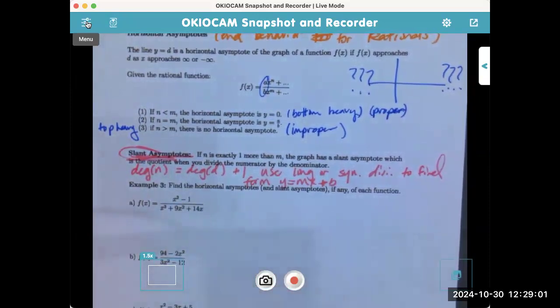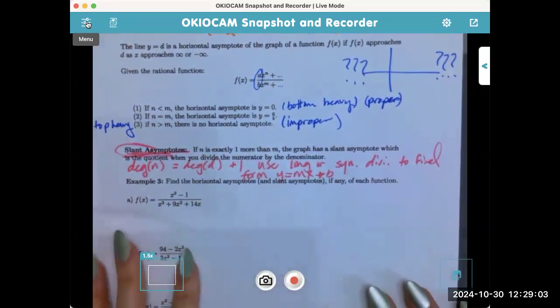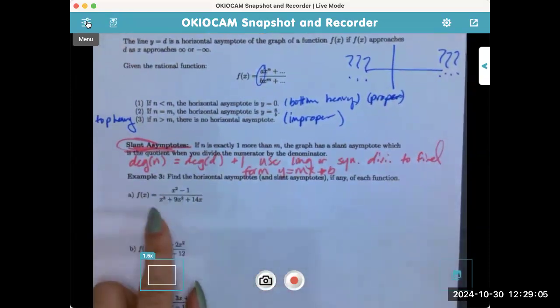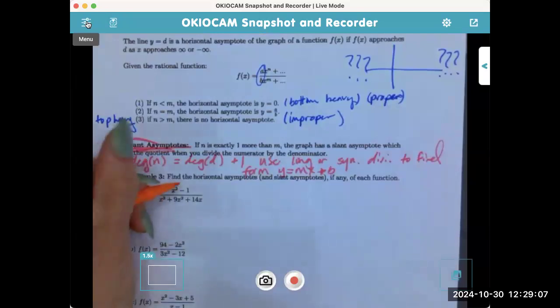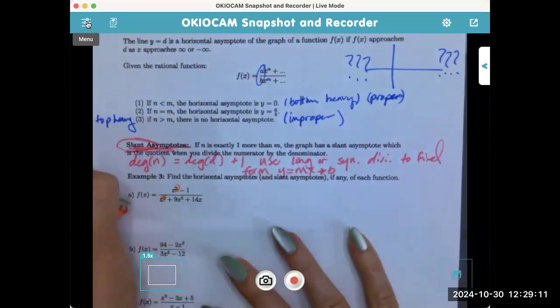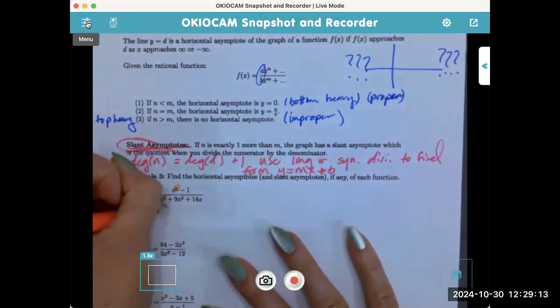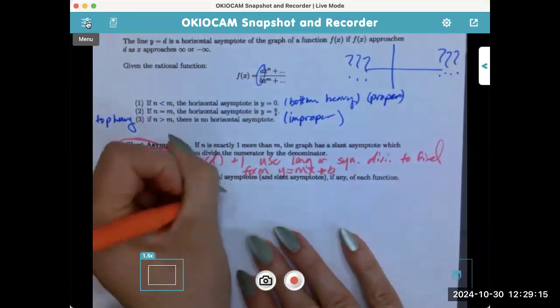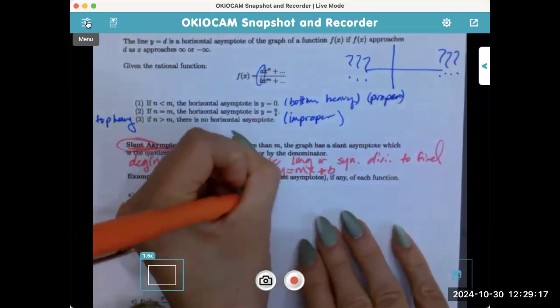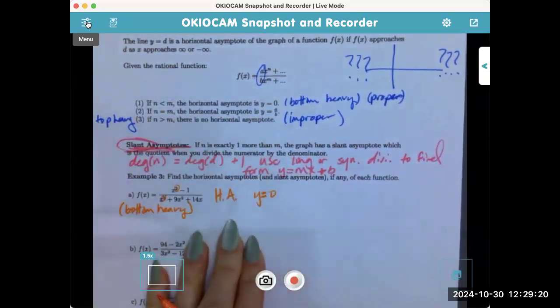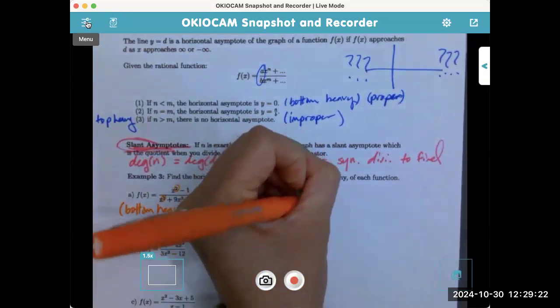So here are some examples. I'm looking at my degrees. Here I have a 2 over a 3. This is bottom heavy, so the horizontal asymptote is y equals 0. Now, why is that?